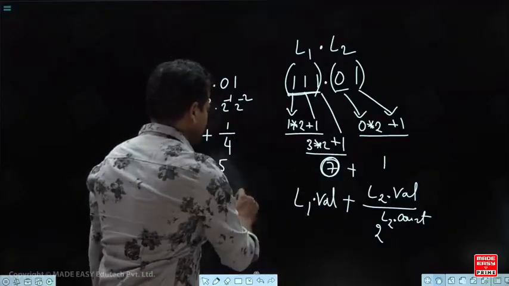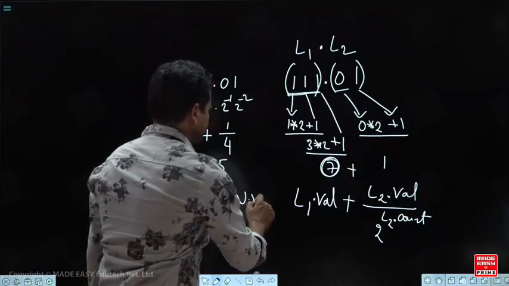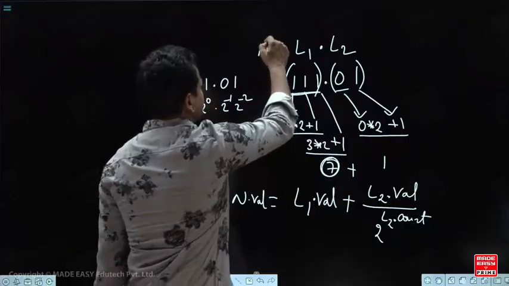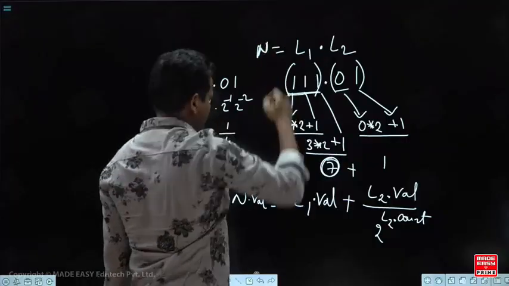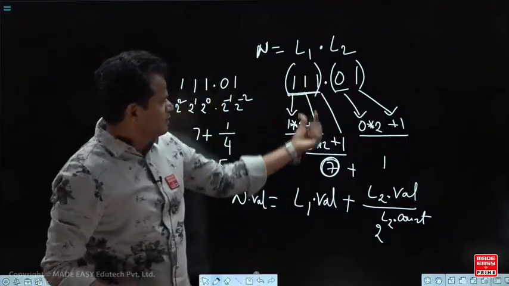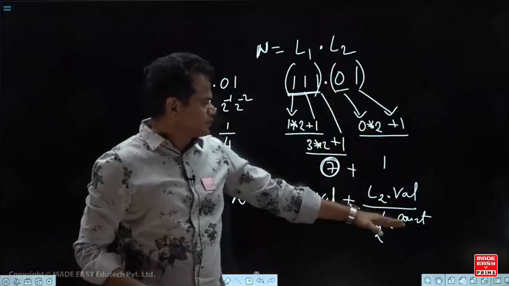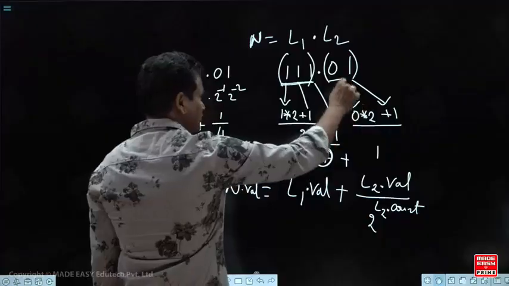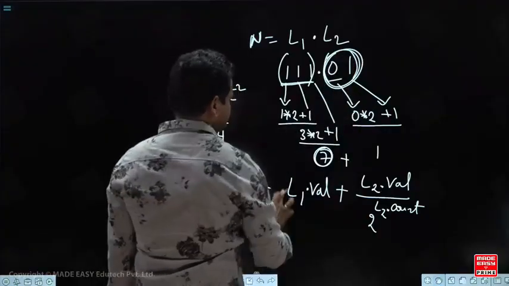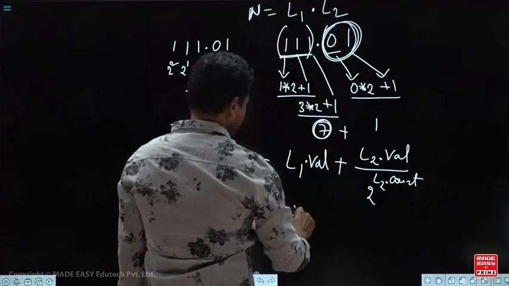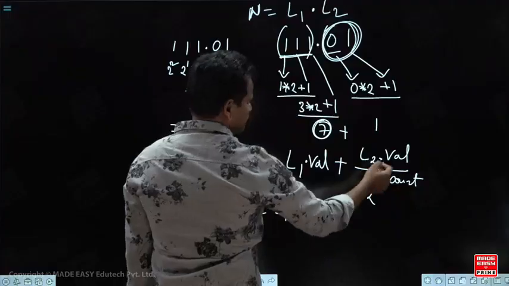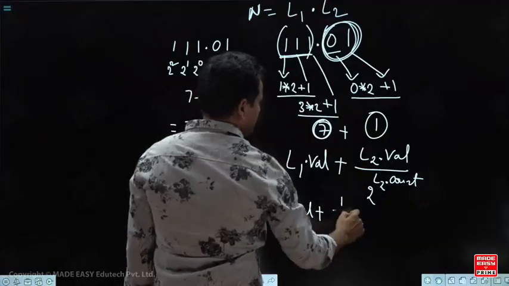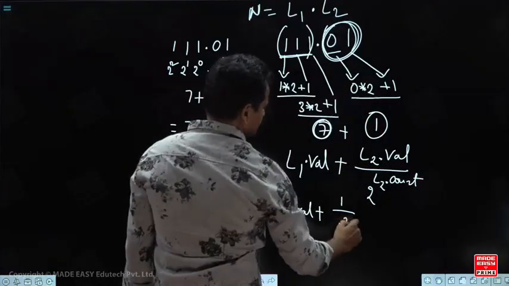The final value, this n dot value, suppose this is the total number. The n value equals this value plus this value divided by 2 to the power of L2 dot count. L2 dot count is nothing but the number of bits in the string. I told you how to count the number of bits. Then L2 dot value, what is it? 1. And how many bits are there? 2.